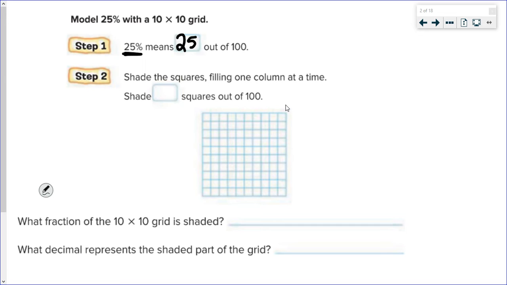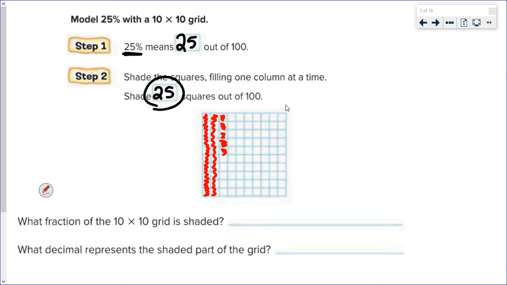And then it says, shade the squares, fill it in one column at a time. Shade blank squares out of 100. Well, we know we want to shade 25 squares. Don't make it hard on yourself right here, because I know that each of these rows is going to equal 10, right? So if I have this column or this row, that's going to equal 10 right here. If I do another one, that's going to equal 10. And then I only need 5 more. So 1, 2, 3, 4, and 5. So now I have shaded 25 squares out of the 100 altogether, which means I have shaded 25% of this grid.